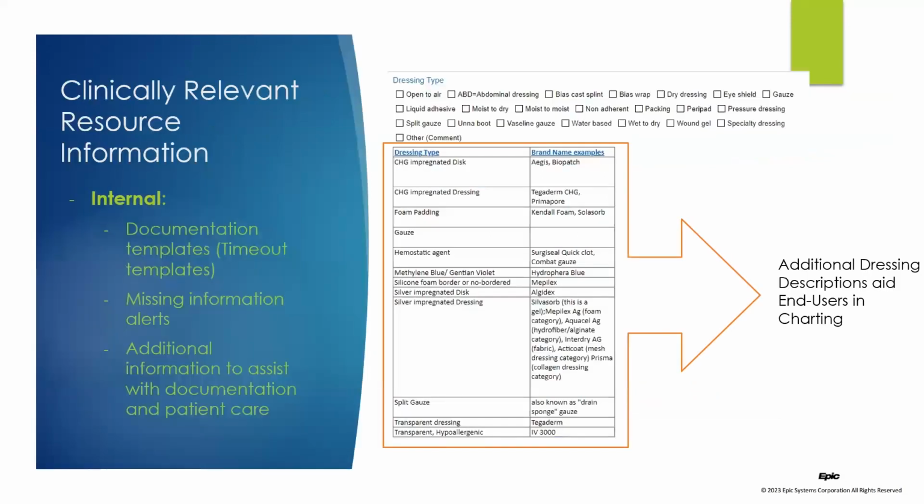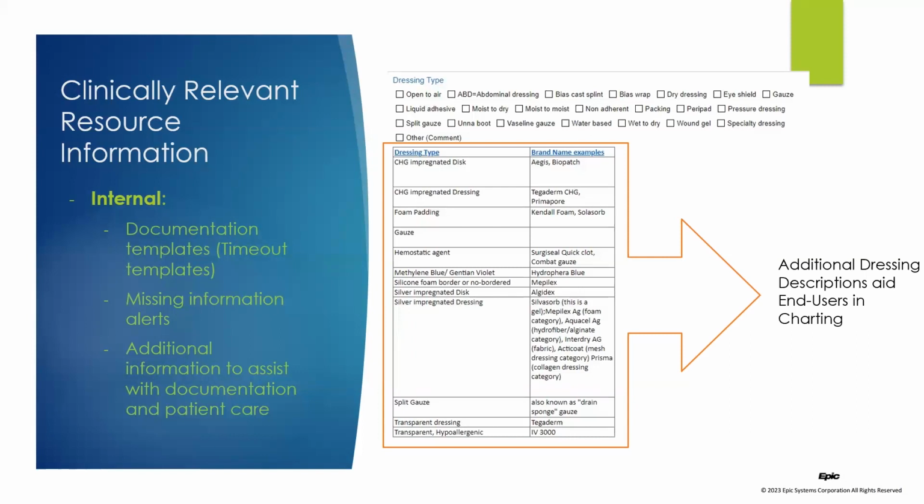The second type of clinically relevant resource information is the internal type. This is a broader spectrum of guides in documentation that's included in the EHR system itself. These can include documentation templates such as timeout templates, which I will discuss in the next slide, to missing information alerts, and additional information that can assist end users with documentation and patient care.